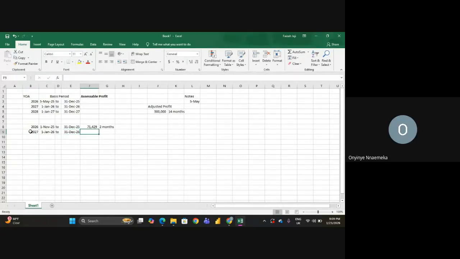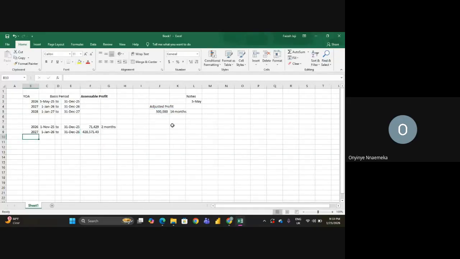So now, how much will be the assessable profit for this second year? That is 12 over 14, the remaining money that is there, multiplied by our 500,000. Can you see? If you add these two together, it's going to give you 500,000. You see, the same money. We are just splitting it into different parts.